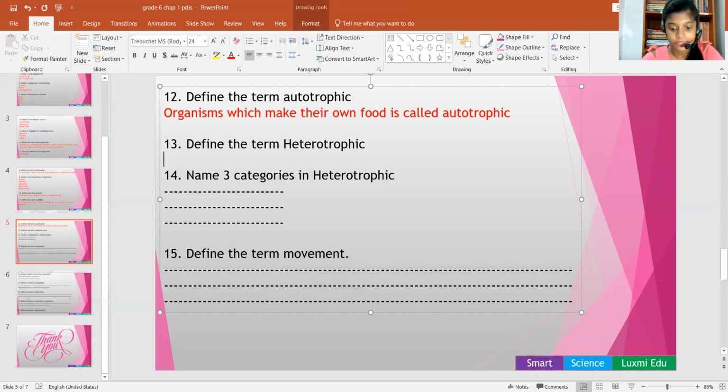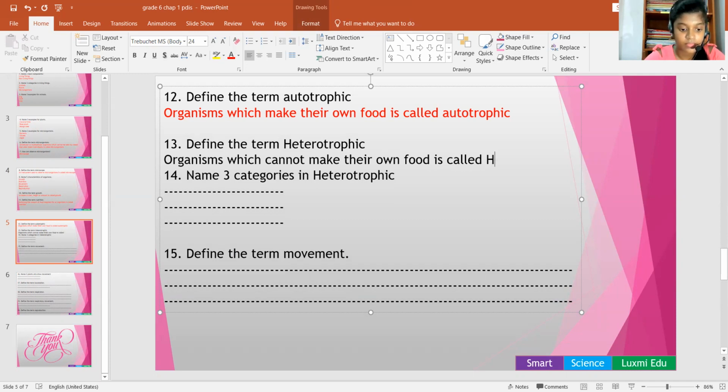So let's write. Organisms which cannot make their own food is called heterotrophic.